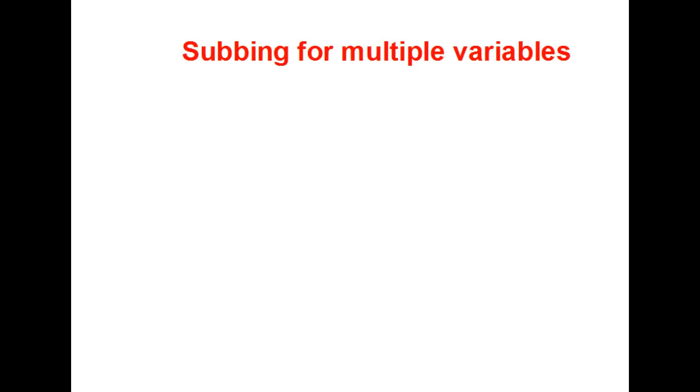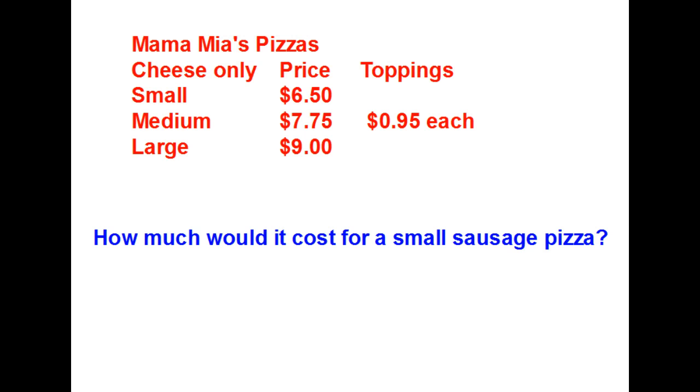This video should help me when I'm subbing for multiple variables. So first kind of problem here we got is I went to Mama Mia's Pizza. You can get cheese only, and it gives me the price of the small, the medium, and the large. And if I want toppings, they all cost 95 cents each. So how much would it cost for a small sausage pizza?